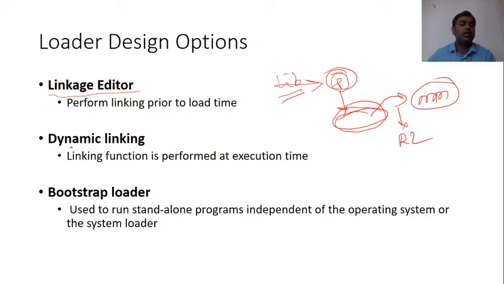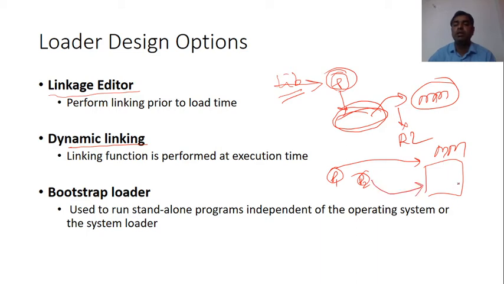Second one is dynamic linking. The linking function is performed at the time of execution. That means if we have two programs P1 and P2, and I have loaded P1 first in the main memory for execution, whenever P2 is required, it will be loaded into the main memory at the time of execution. Third one is bootstrap loader.